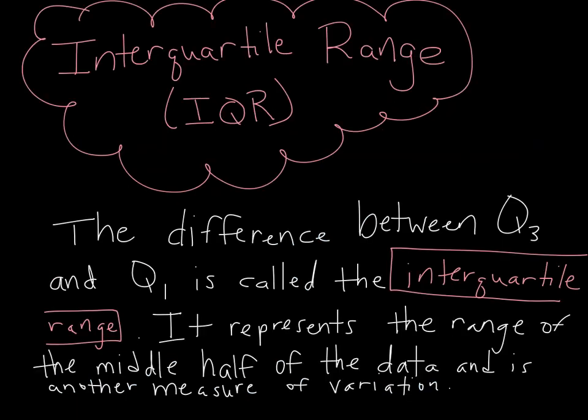The last thing we're going to talk about right now is something called interquartile range, or a lot of times you'll just see that abbreviated to IQR. The interquartile range is actually the difference, which in this case, remember, means subtraction. So it's the difference between Q3, the third quartile, and the first quartile. And it represents the range of the middle half of your data set. It's just another measure of variation.